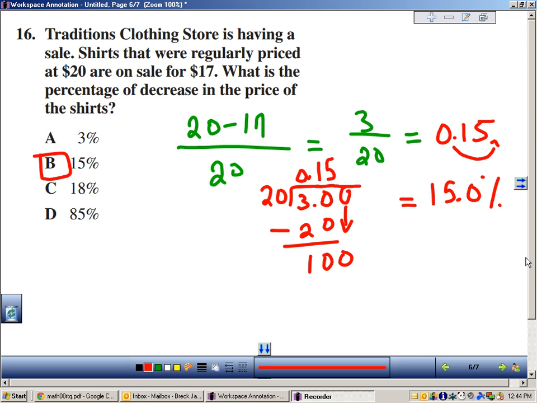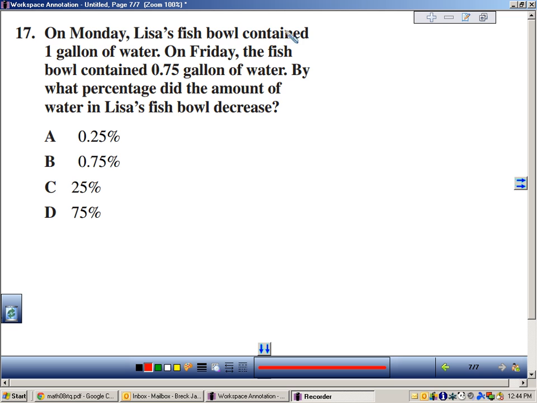Last question. On Monday, Lisa's fishbowl contained 1 gallon of water. On Friday, the fishbowl contained 0.75 gallons of water. By what percent did the amount of water in Lisa's fishbowl decrease? So we're going to want to find the change again over the original amount. So the change would be 1 gallon. I'm going to add a decimal there. Subtract 0.75 gallons over the original amount of 1 gallon.